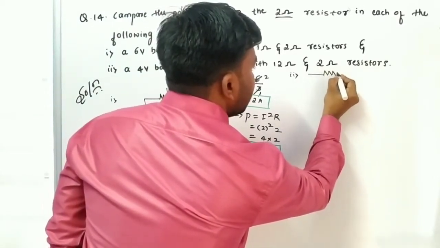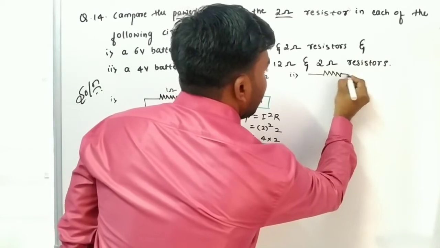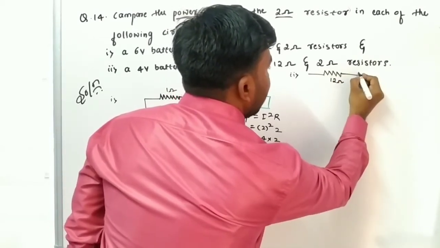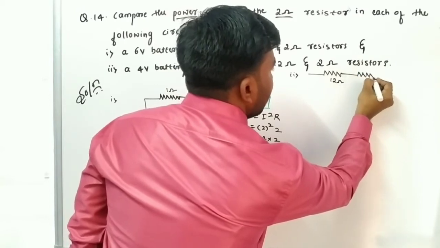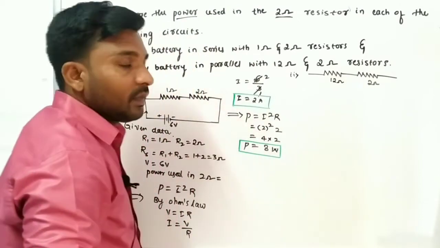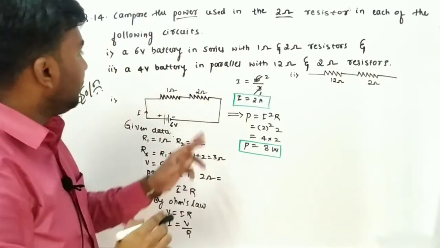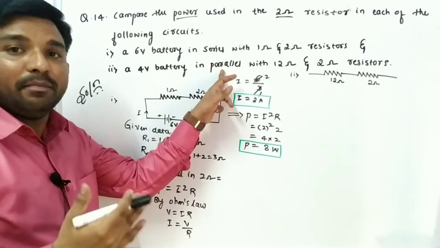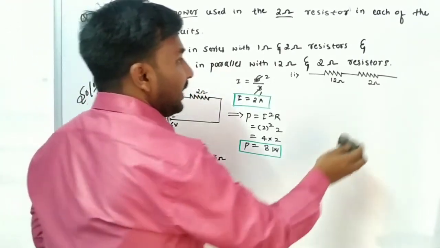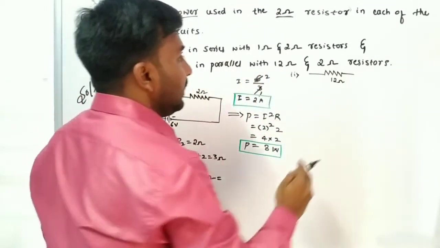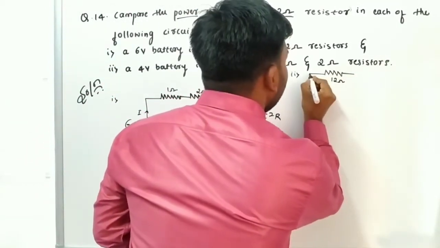Two resistors, one is 12 ohm and another one is 2 ohm. Now here, they have mentioned that it should be connected in parallel. So I need to take this one in parallel.